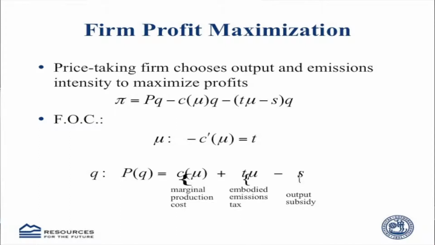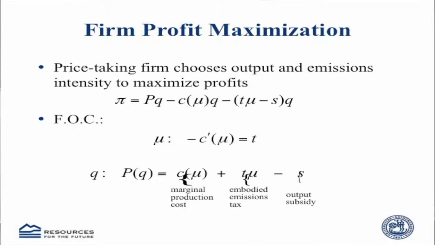So we still have, for the emissions intensity, the first order condition with respect to the emissions intensity, the same equation as before. So you're equating the marginal cost of reducing your emissions intensity with the price of emissions. Okay, so that part isn't distorted if you have the same T.